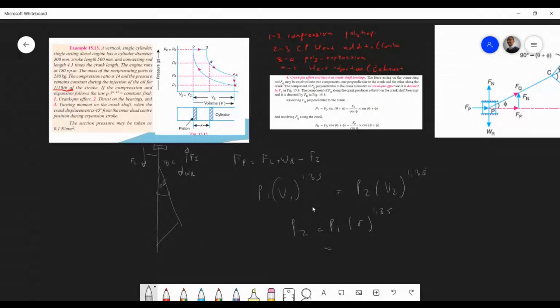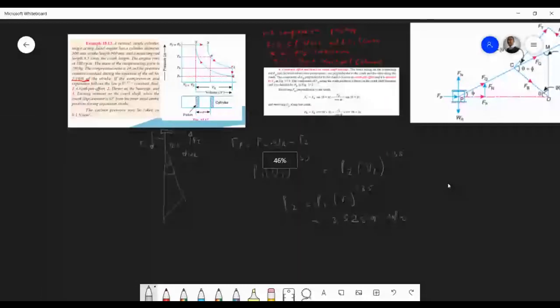So the first pressure is obviously given. Suction is 100 kilopascals, guys, and the compression ratio is 14. So 14 to the power 1.35, and you're going to get 3.525 MPa. Okay, that's that. What is next?